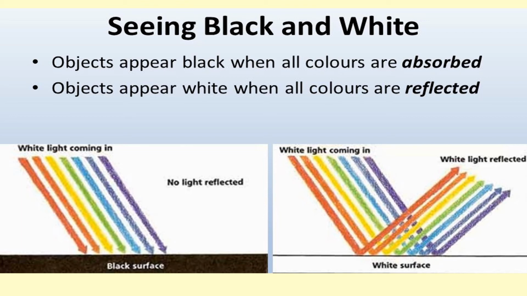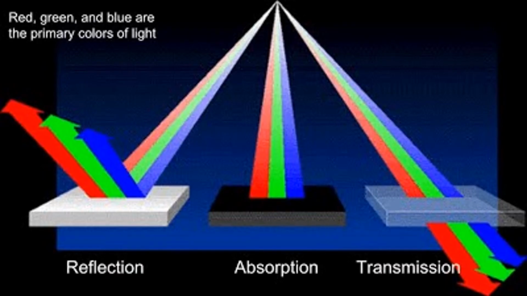Alright, so seeing black and white, something appears black when all of the colours of light are absorbed, and something appears white when all of the colours of light are reflected. This is showing you the same thing, so the white object is reflecting all the light, the black object is absorbing all the light, and this transparent object is transmitting light. So that's a callback to our first lesson about properties of materials.